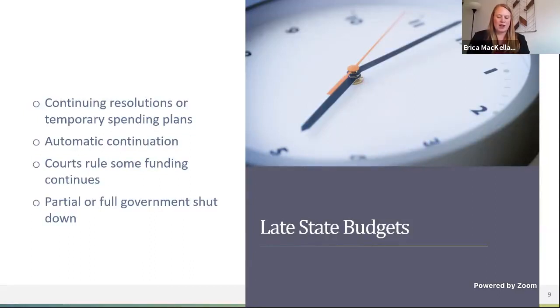Three states, North Carolina, Rhode Island, and Wisconsin, have provisions in place that will automatically continue funding at last year's appropriation levels if a budget's not in place by the start of the fiscal year.